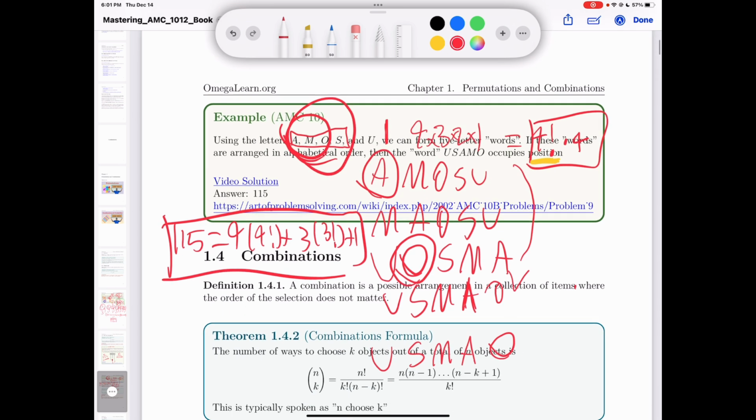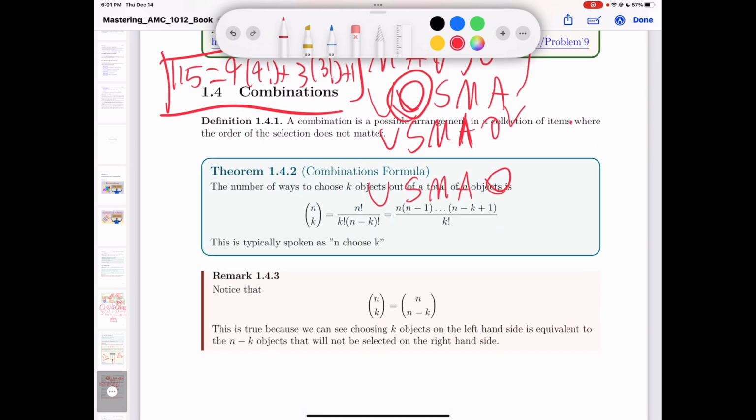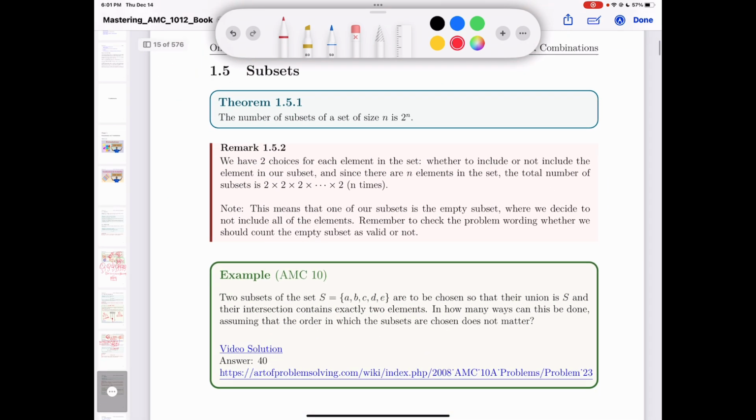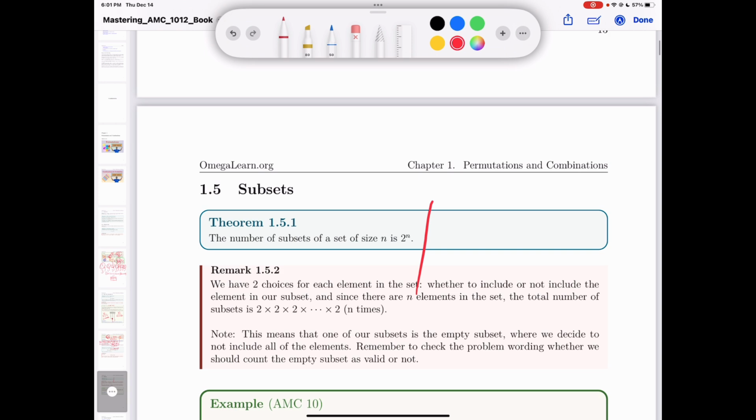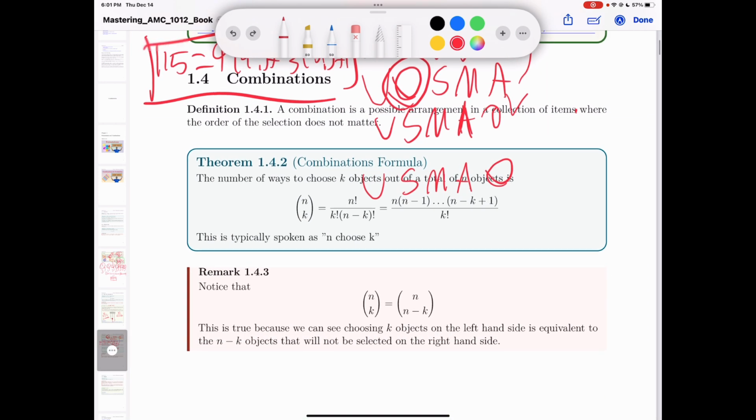Right. A combination is a possible arrangement in a collection of items where the order of selection does not matter. Let's see how long this is. Oh, but that's it. So yeah, we'll stop after combinations.